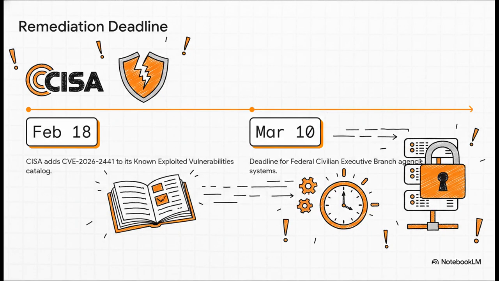And here's the timeline we're up against. CISA put this on their must-fix list on February 18th. Federal agencies have a hard deadline of March 10th to get their systems patched. We are adopting that exact same urgency. The clock is absolutely ticking.